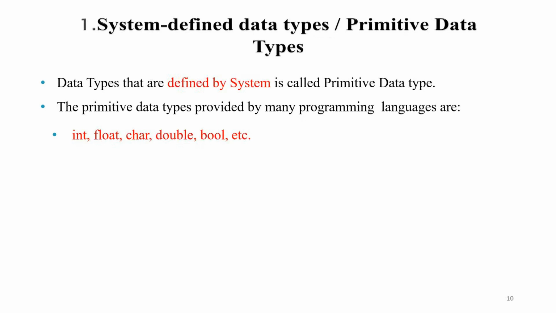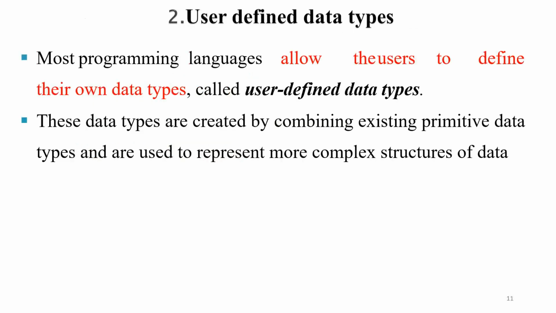System defined data types are also known as primitive data types. Some primitive data types include integer, float, character, double, and boolean. These are the basic data types used to store simple values in the programming language. Programming languages also allow programmers to create their own types known as user defined data types. These data types are created by combining the existing primitive data types and are used to represent more complex structures of data. They provide flexibility in designing programs and managing structured data efficiently.